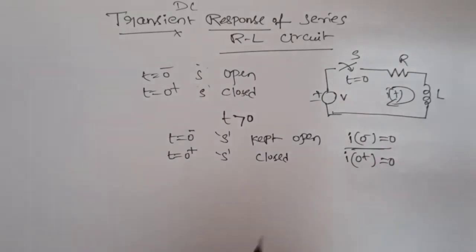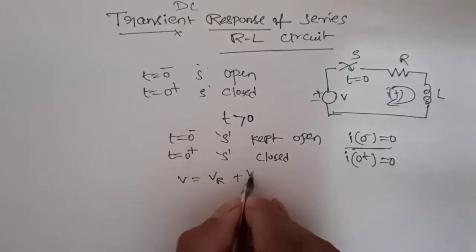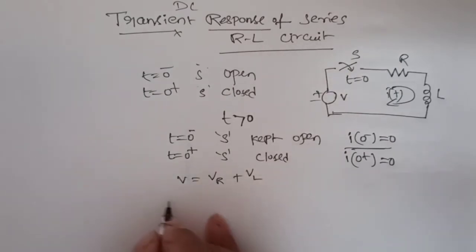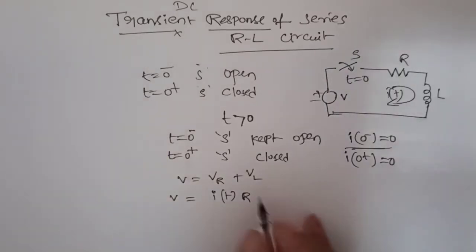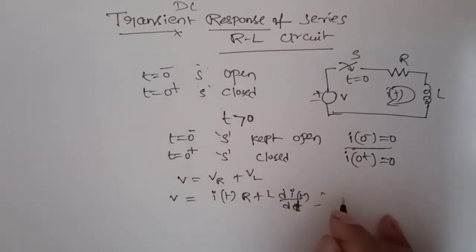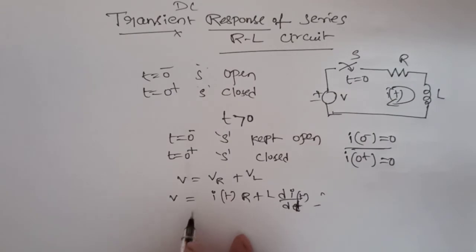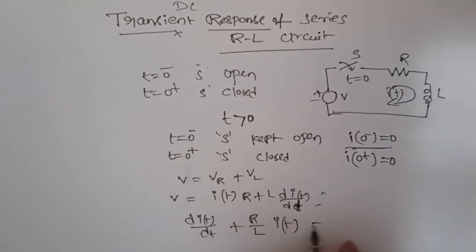Now we have to study the behavior of the circuit at t greater than 0. Now let us follow the KVL. V equal to VR plus VL, and applied voltage V equal to, we know that the voltage across the resistor is R into i of t plus L into di of t by dt. And if you rearrange this equation, di of t by dt plus R by L into i of t is equal to V by L.